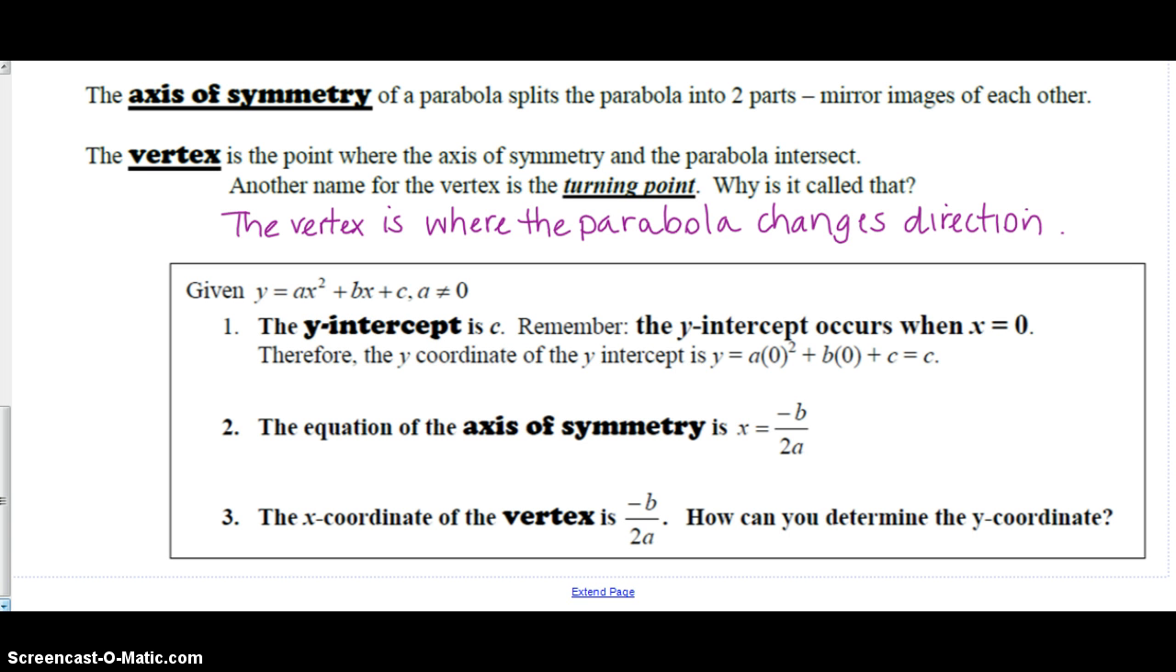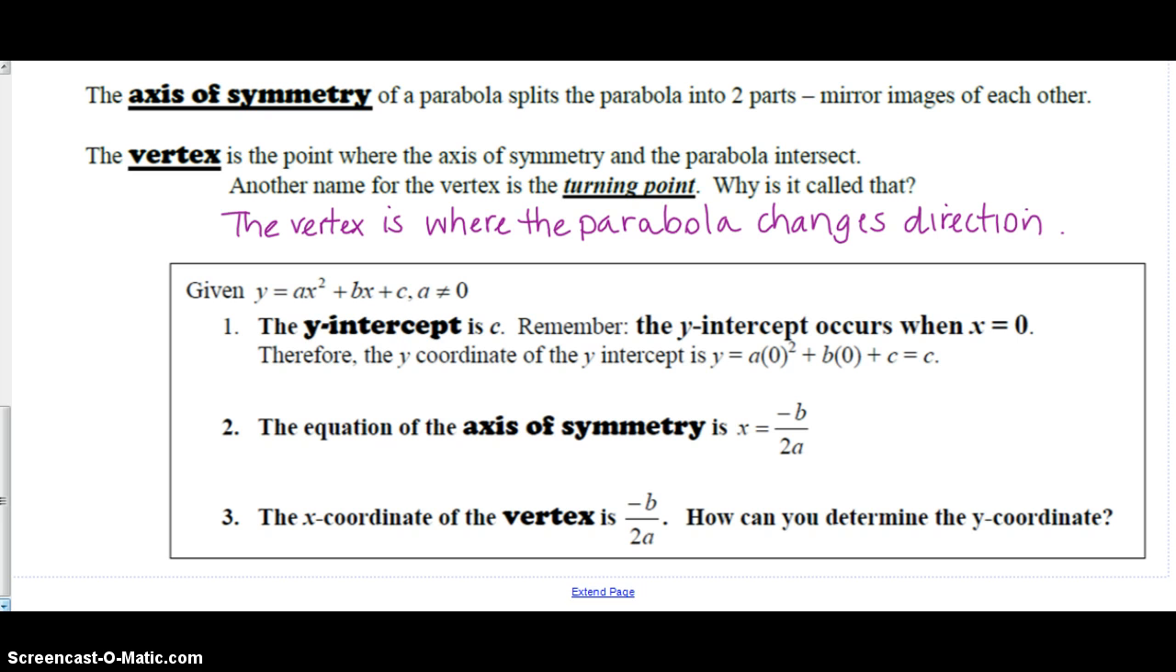So taking a look at the equation y is equal to ax squared plus bx plus c, remember we have to have that a term, that x squared term, otherwise it's not going to be a quadratic. The y-intercept is always going to be c, that constant value. And why does that happen? Because the y-intercept is when x is equal to 0. And if we plug in x equals 0, the x squared term and the x term both fall out, and all we're left with is y is equal to c, giving us the y-intercept.